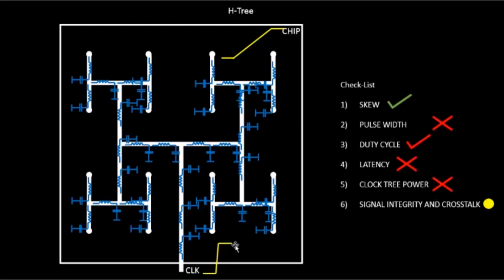Clock tree power: we said that the clock is continuously moving from this endpoint to the other endpoints without any breaks. Also, the transition that you get at the output at these points is not very sharp, and hence there is a huge amount of short circuit current that flows when you move from logic 0 to logic 1. So this is the status of our H tree.